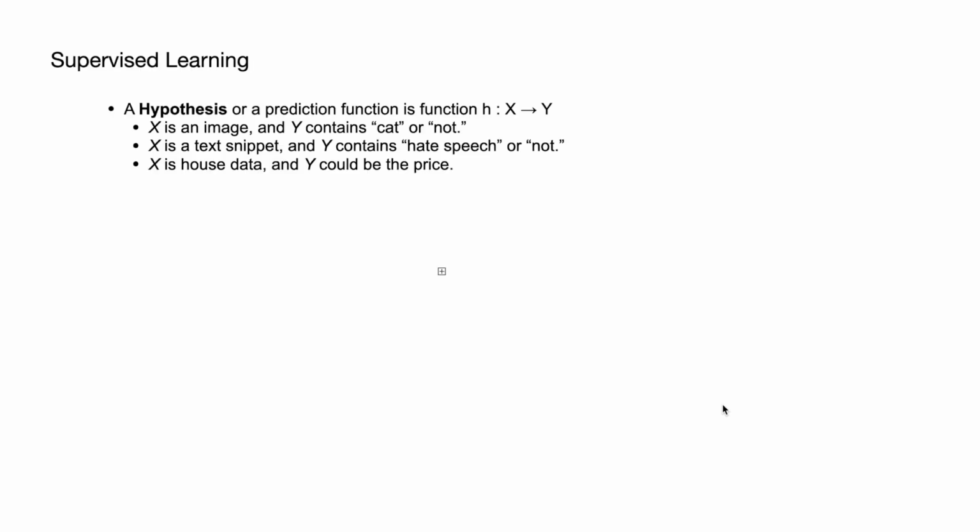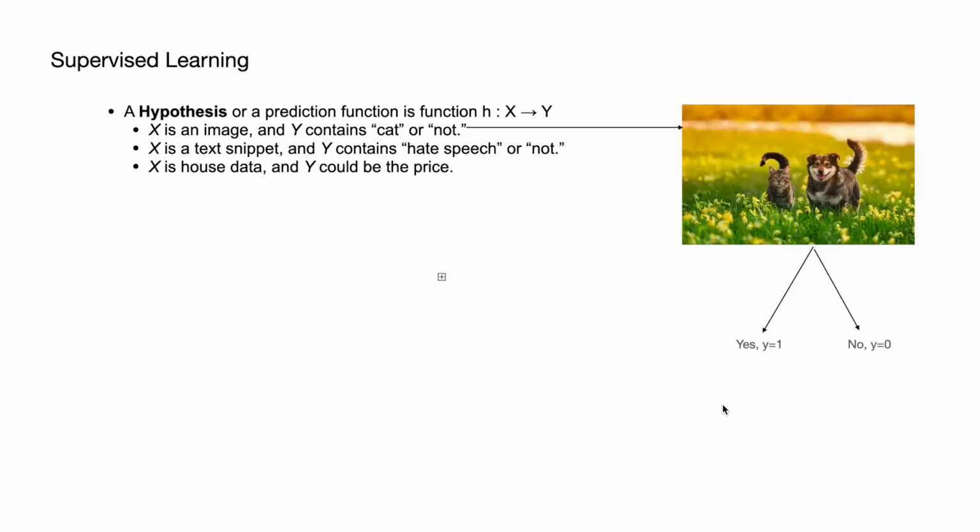Let's revisit supervised learning. In supervised learning, you will always have a hypothesis function. Sometimes we call it a prediction function as well, and it will take x as an input parameter and return y, which will be the output. So, for example, to recognize a cat in a picture, where x is an image and y contains whether a cat is there in the picture or not.